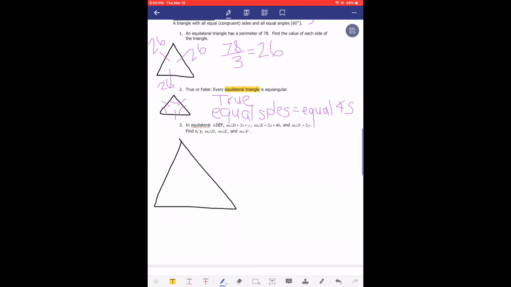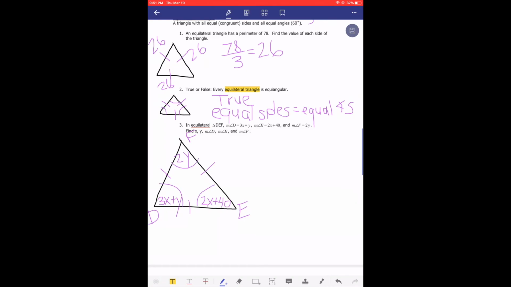So I'm going to start by labeling my triangle as DEF. It says angle D is 3x plus y, and angle E is 2x plus 40. Angle F is 2y. Find x, y, measure of angle D, angle E, and angle F. So I know that this triangle is equilateral, so that means that all of my sides are congruent, and when all of your sides are congruent, all of your angles are congruent.